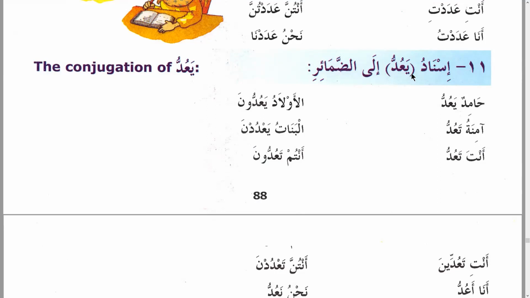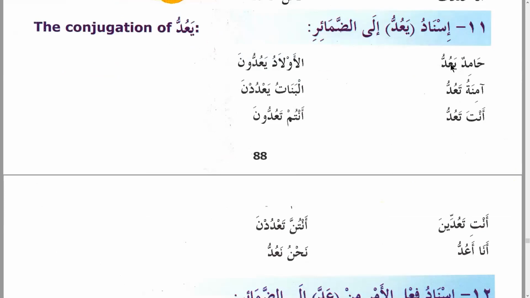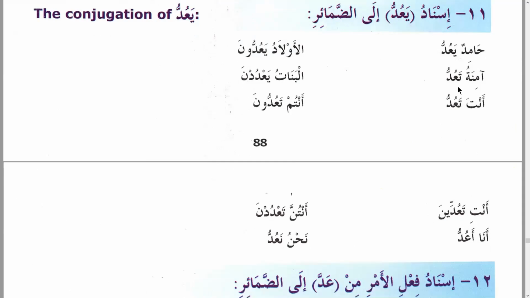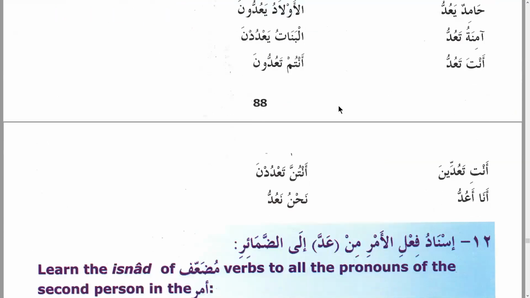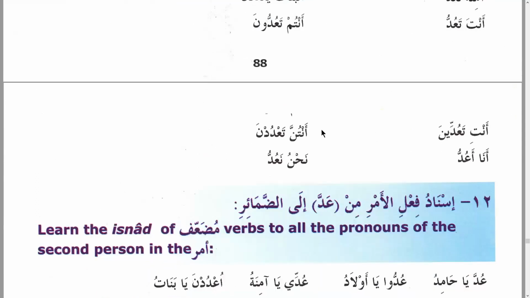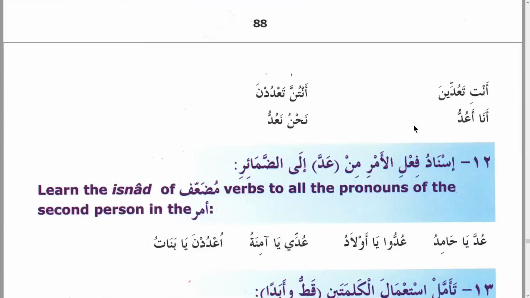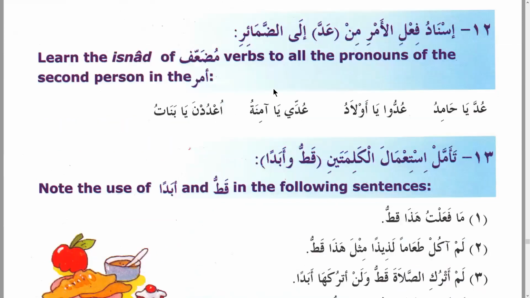Then yaudu is the same thing, except in feminine plural it opens up again. Ya'dudna ta'dudna. Hamidun ya'uddu, Hamid counts. Al-awladu ya'udduna. Aminatu ta'uddu, Amina counts. Al-banatu ya'dudna. This is the only change, right? Ya'dudna ta'dudna. It opens up again. Anta ta'uddu, antum ta'udduna. You all count. Anti ta'uddina, antunna ta'dudna. Ana a'uddu, nahnu na'uddu. I count, we count. Learn the isnad of Muda'af to all the pronouns second person in the Amr.